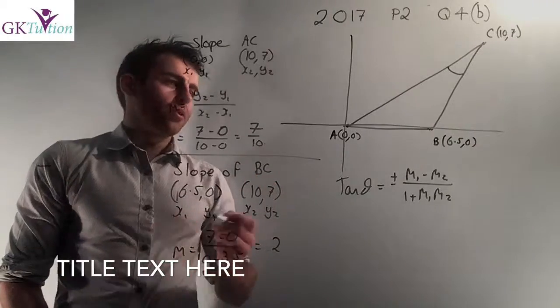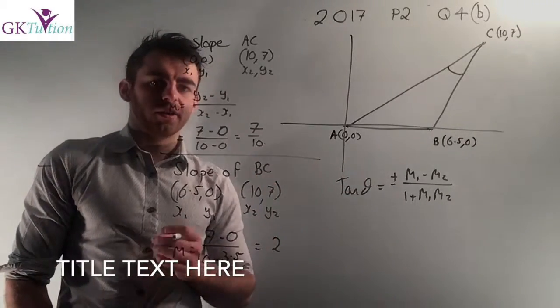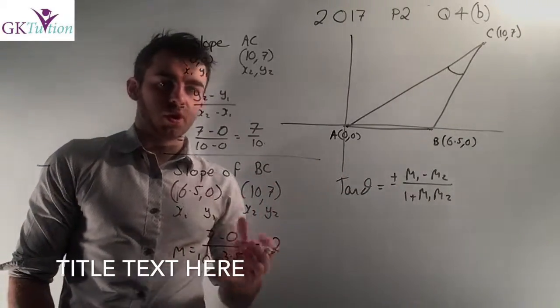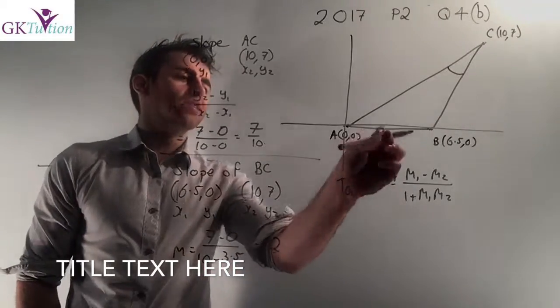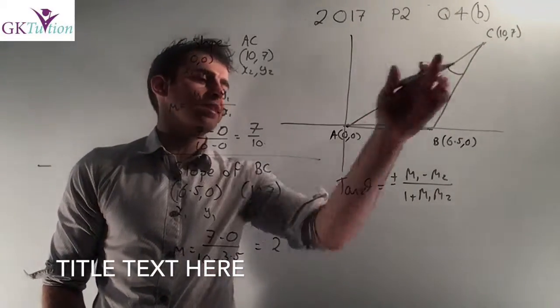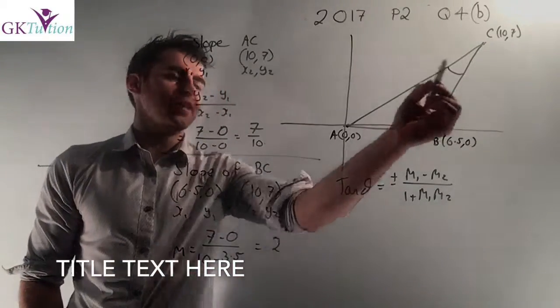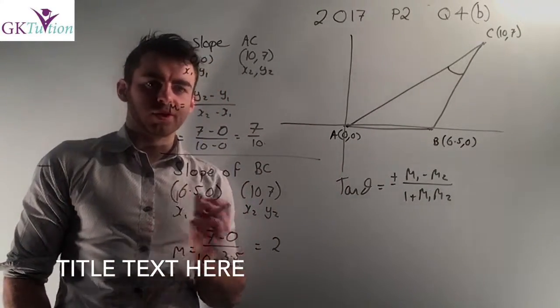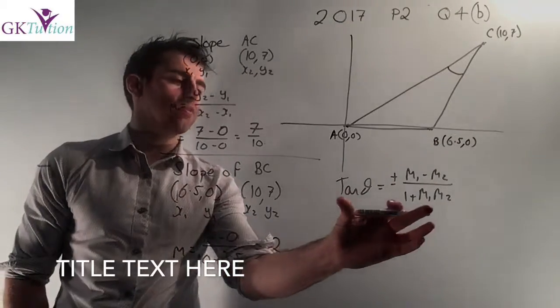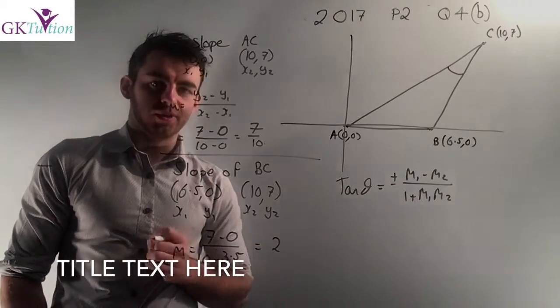There are a number of ways of doing this. Obviously this is a non-right angle triangle, so you could use the cosine rule. You could work out the distance AC, the distance BC and the distance AB, and then use the cosine rule to find this angle. However, probably a more straightforward way is by using the formula to get the angle between two lines.